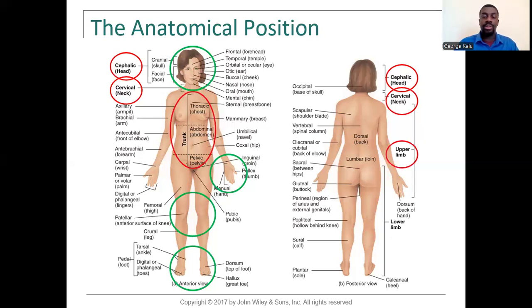The upper limb refers to the shoulders all the way down to your fingers, so your entire arm. And then the lower limb consists of your hips and your legs, so everything from your hips all the way down to your toes. So be comfortable with these regional terms because they're going to be really important to help us discuss different structures as we go forward in this class.